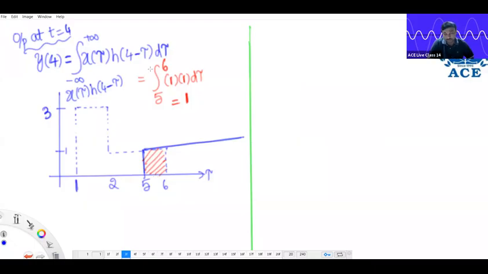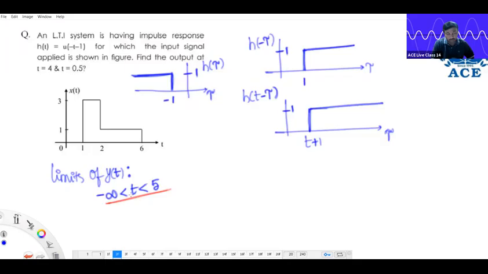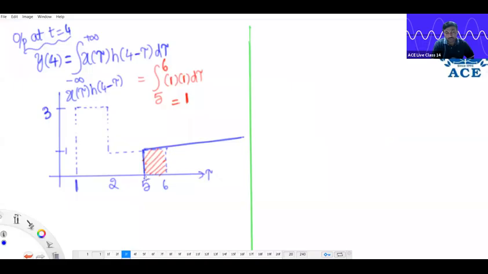Just select the amplitudes. Some fellows will get a doubt. We said output is there for t less than 5. Then how are we choosing the overlap portion as 5 to 6? Because they are numbers, you should not compare, sir.